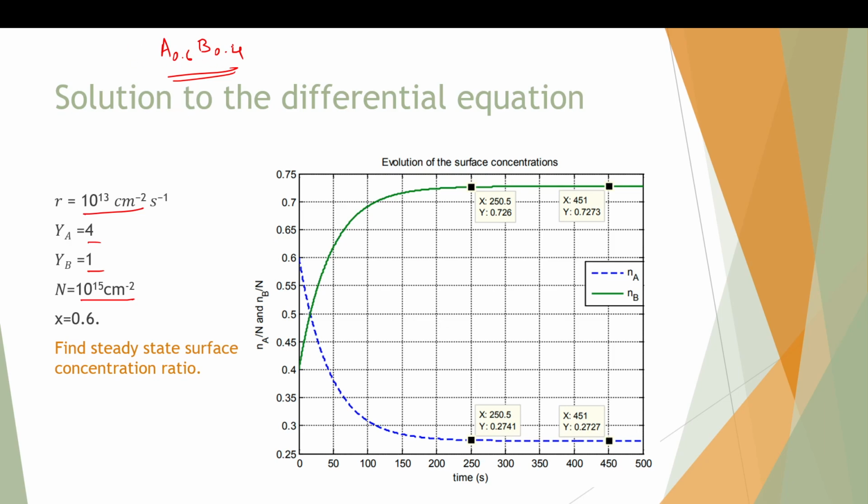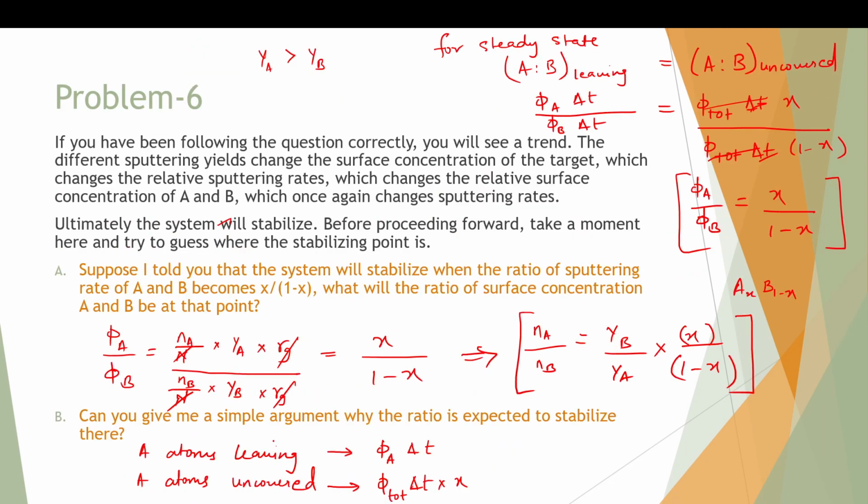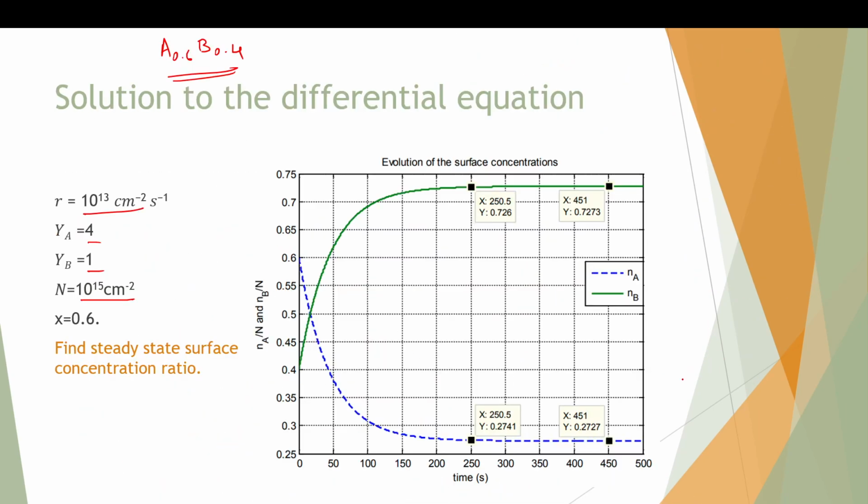So how do we verify if it is the same? Here we had found out what should be the steady state ratio of surface concentration, that should be Yb upon Ya into x upon 1 minus x. So Na by Nb should be equal to Yb upon Ya into x upon 1 minus x, right. Let us just substitute these numbers and check if what we are getting here is the same as what we expect.